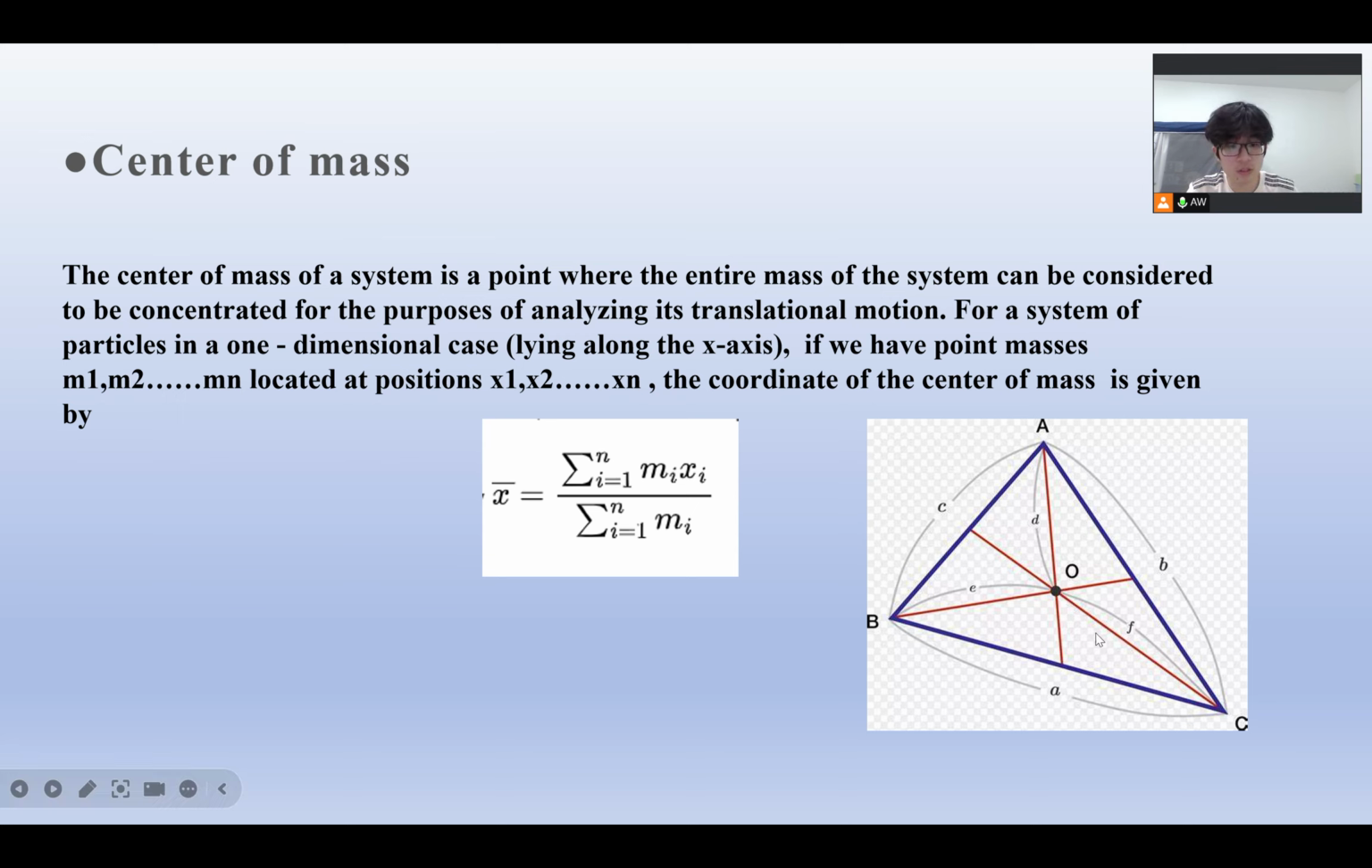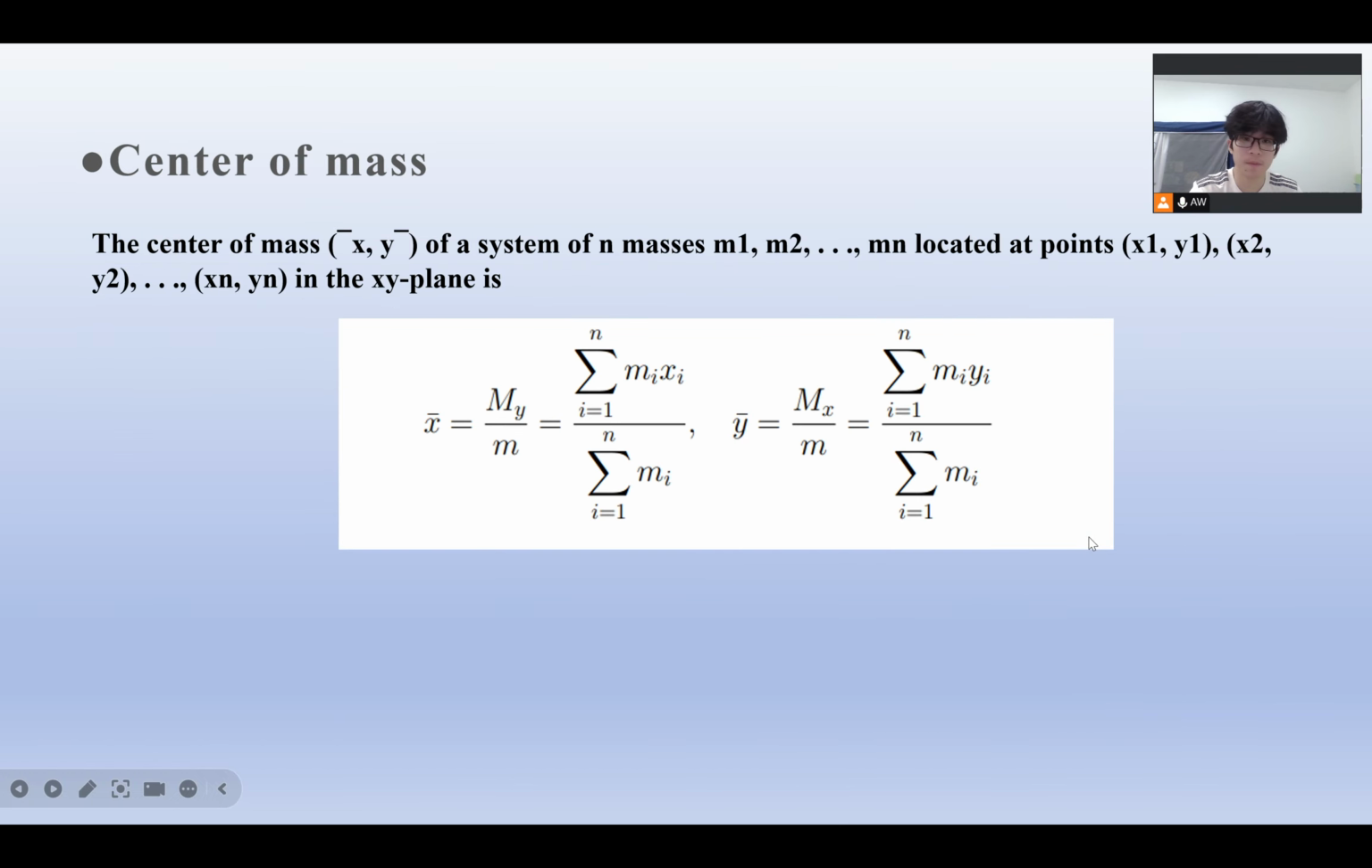And as you can see in the picture, the point O is the center of mass of this triangle. The center of mass x bar, y bar of a system of n masses m1, m2, ..., mn located at points (x1, y1), (x2, y2), ..., (xn, yn) in the xy plane is the same. You have to pay attention that x bar equals My over m, and y bar equals Mx over m, and the m here is the total mass.